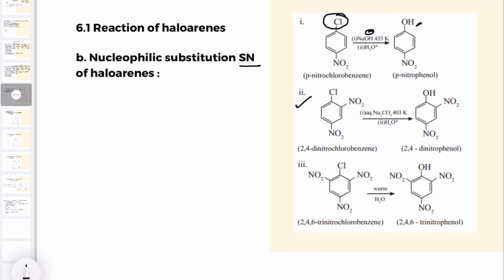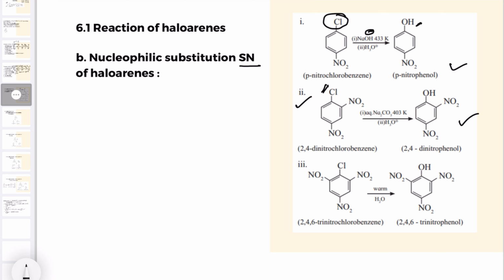Then next, this is the structure of 2,4-dinitrochlorobenzene. Then the formation of 2,4-dinitrophenol. This chlorine is removed, again putting aqueous sodium carbonate at 403 Kelvin and hydrolysis, that is in presence of water or H3O plus. Then the removal of Cl by OH takes place and we get our product. These examples are very much important for the point of examination.